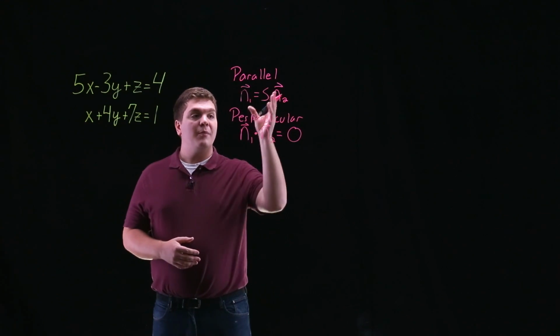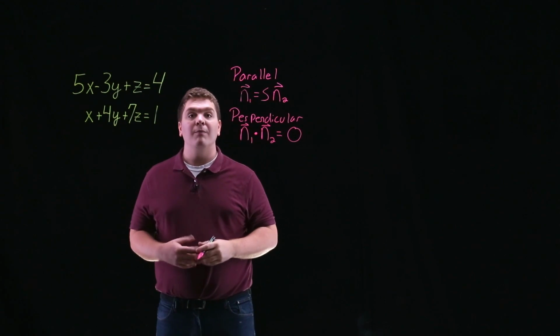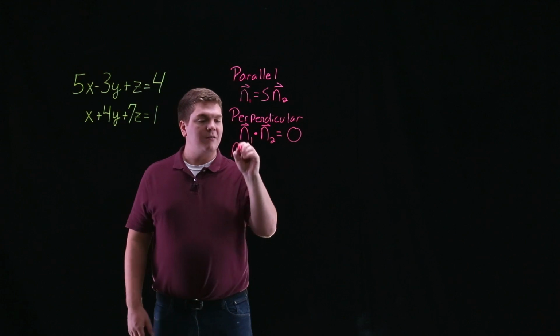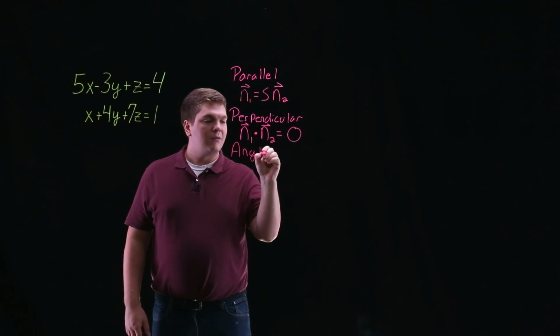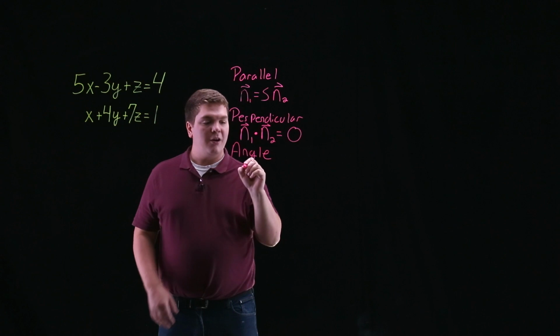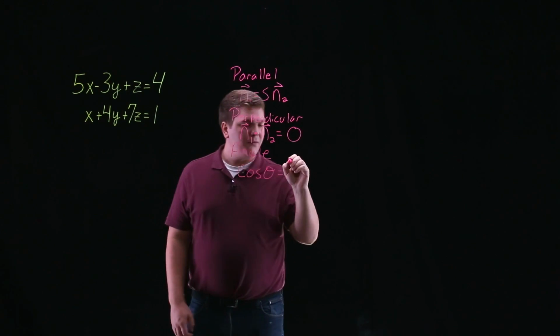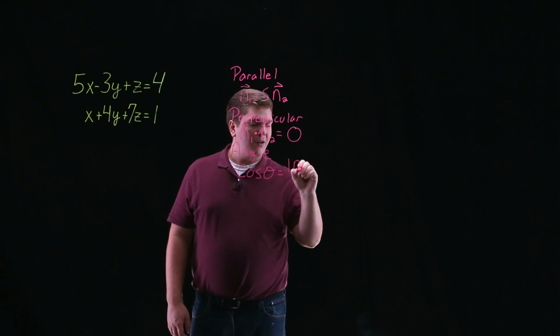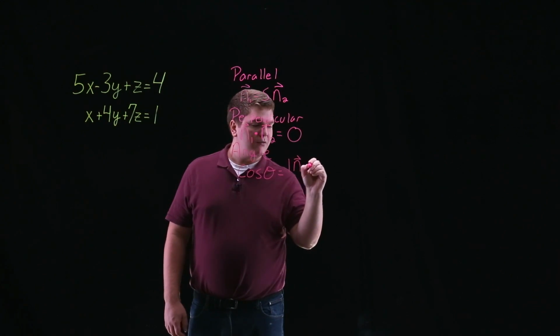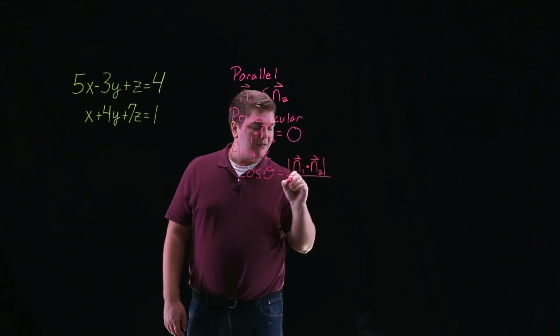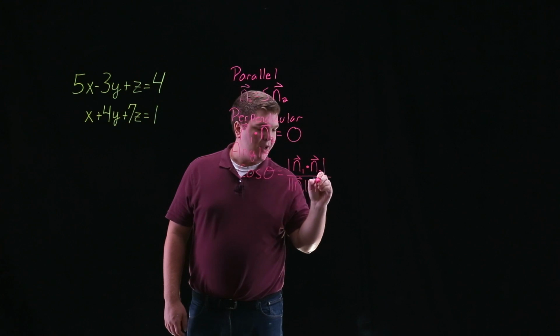Now, if our two planes are neither parallel nor perpendicular, the angle of their intersection is going to be given by cosine of theta is equal to the absolute value of n1 dotted with n2, divided by the magnitude of n1 times the magnitude of n2.